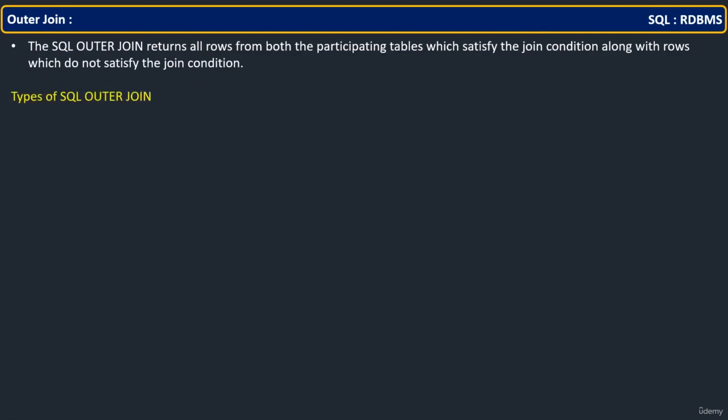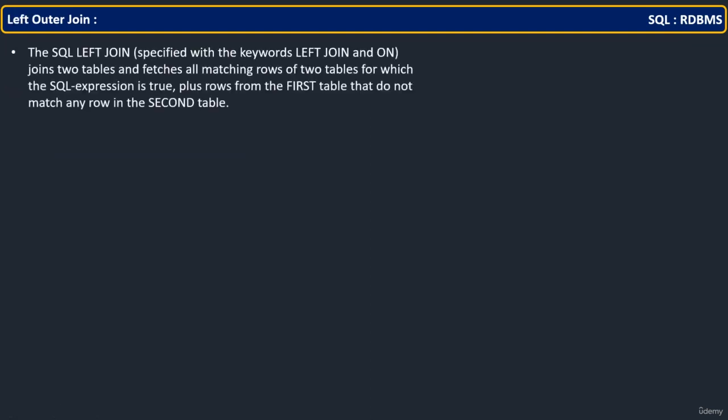So we have a total of three types of outer joins. The first one is left outer join or simply left join, then right outer join or simply right join, and full outer join. Let us observe these three one by one. It is very easy to understand. Left outer join, if you see, is specified with the keyword left join, and you are going to have an ON. Okay, let it be, we will understand easily. It joins two tables.